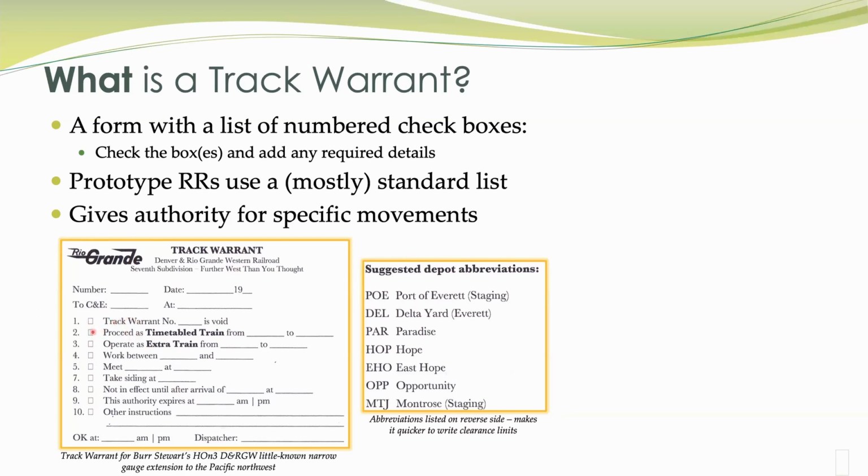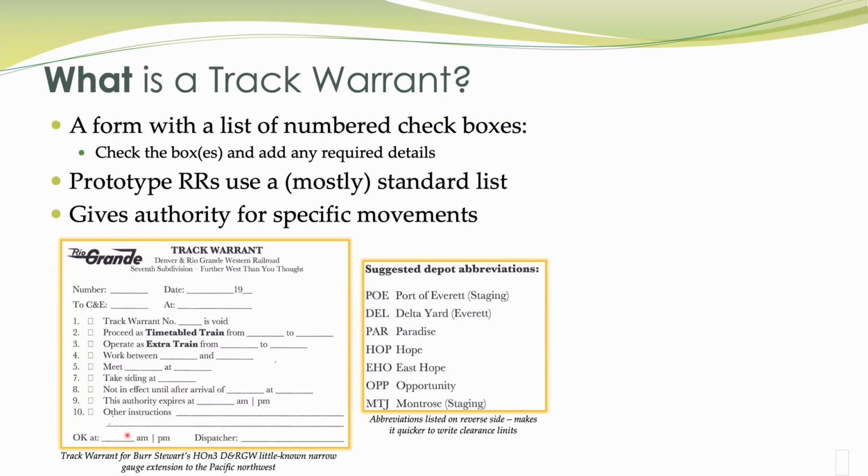The most important ones are you proceed from A to B, either the timetable train, or you may not even have a timetable, in that case everything just runs as an extra, which simply means it's not on a timetable, from A to B, in this case, from Delta Yard to Paradise, say. Put that on there, and put a time down here, sign it, give it to the crew, and that's it. You've authorized them to run from A to B.